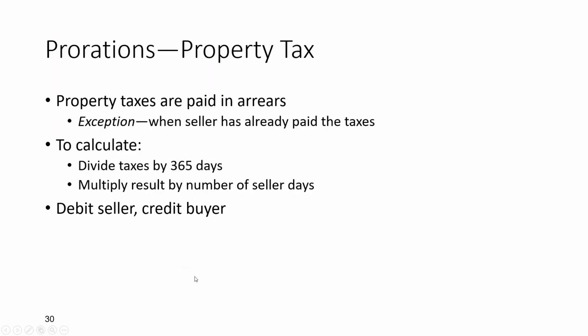Property taxes. Property taxes are paid in arrears, except when the seller has already paid the taxes. In that case, they're prepaid taxes, but we normally talk about unpaid taxes. First of all, you divide the total tax bill by 365 days. And if they're unpaid, you multiply that result by the number of days the seller has lived in the house. And on the closing statement, it will be debit the seller, credit the buyer.